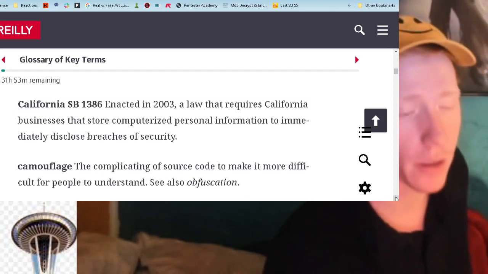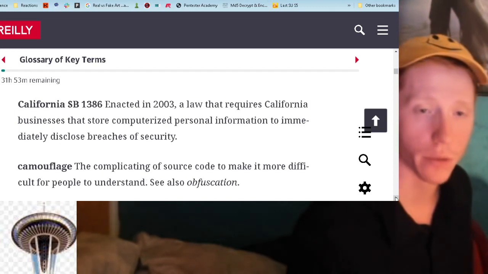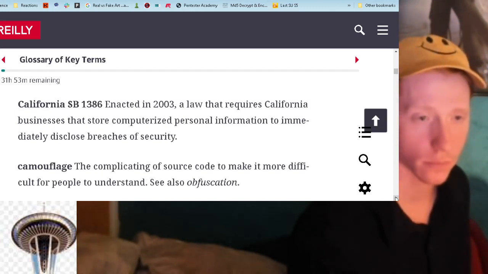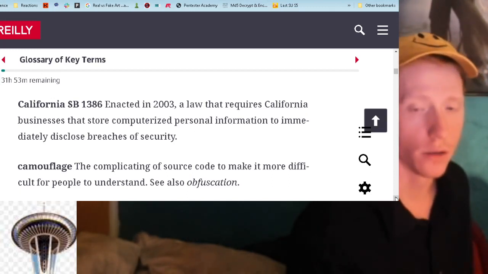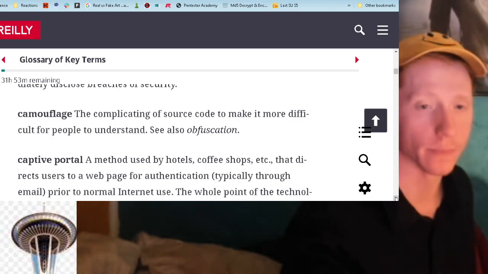The California SB 1386, enacted in 2003, is a law that requires California businesses to let everyone know when there was a breach of security.